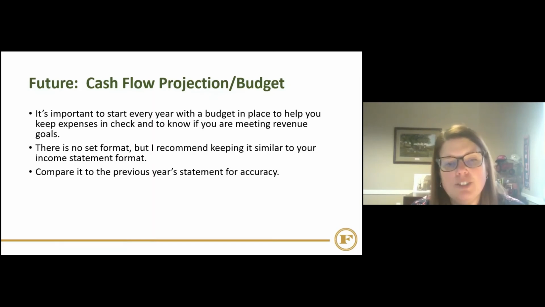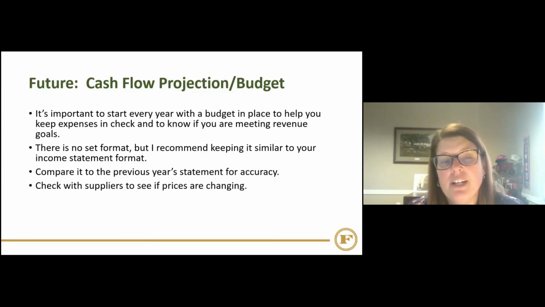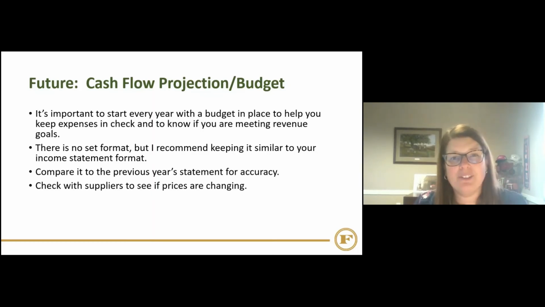You will need to do some research to see if costs have changed for the upcoming year though. I highly recommend checking with your suppliers, your vendors, to see if prices are changing for the next year. If you get your seeds from a supplier, you don't save your own seeds, I would call that seed company and say, hey, what's it looking like this is going to cost me in the spring? Or that farmer that provides you fertilizer through manure value, I would call them and say, hey, are you planning on charging me the same for next year? Ballpark, what's the estimate on that?